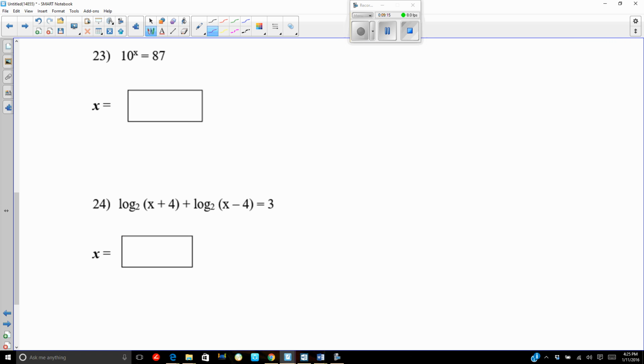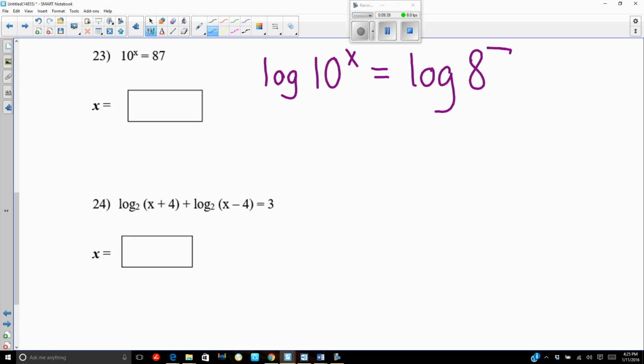All right, 23. 23 is in exponential form. So we're going to put it in the other form to solve it. So we're going to put it in log form. But before we can do that, we need a log in the problem. So we're simply going to insert a log on the left side. And we're going to take the log of 10 to the x power. But whatever you do to one side of the equation, you have to do to the other. So I'm also going to take the log of 87.